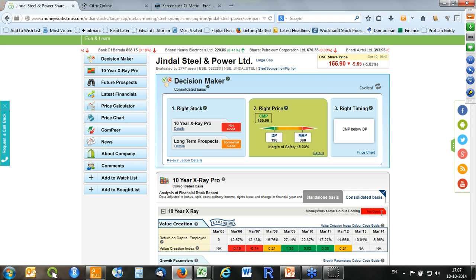One corporate issue you need to be aware of is that this was definitely very close to Congress. Its owner, Naveen Jindal, was an MP in Rajya Sabha.